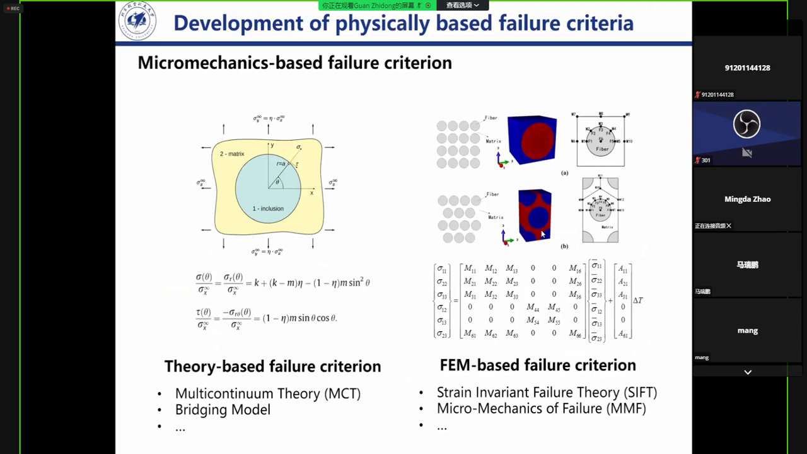The core of the multi-scale analysis method is to establish an accurate and efficient stress-strain relationship between the micro scale and macro scale. The multi-scale analysis method can be roughly divided into two categories. One is to establish the calculation formula of multi-scale stress through theoretical analysis, and the other is to establish the stress amplification matrix based on the calculation of the RVE, that is the representative volume element, to realize the conversion between the micro and macro scales.